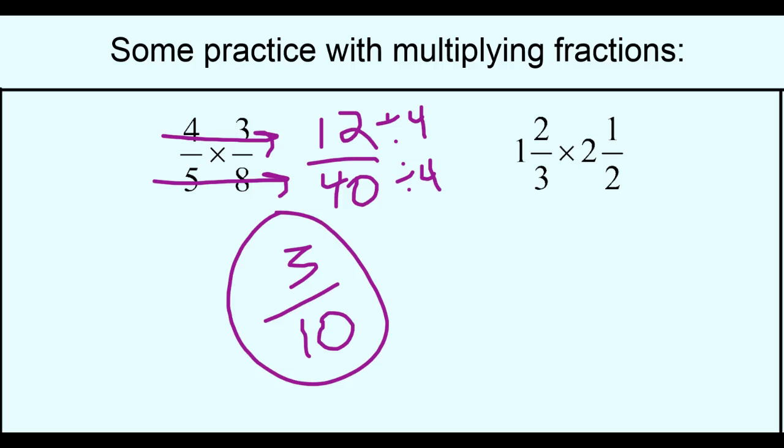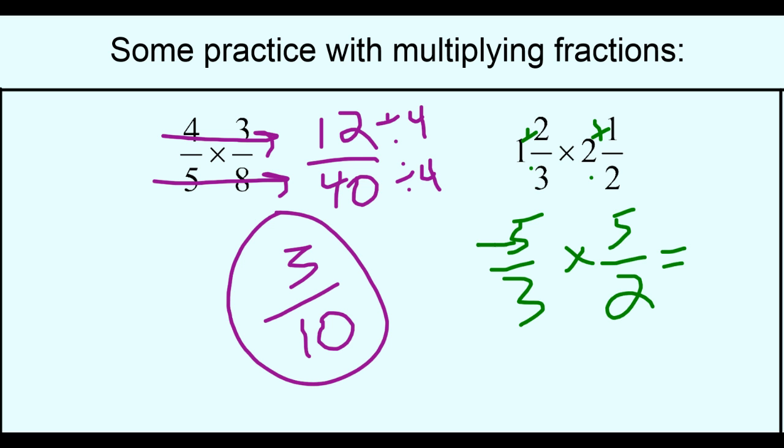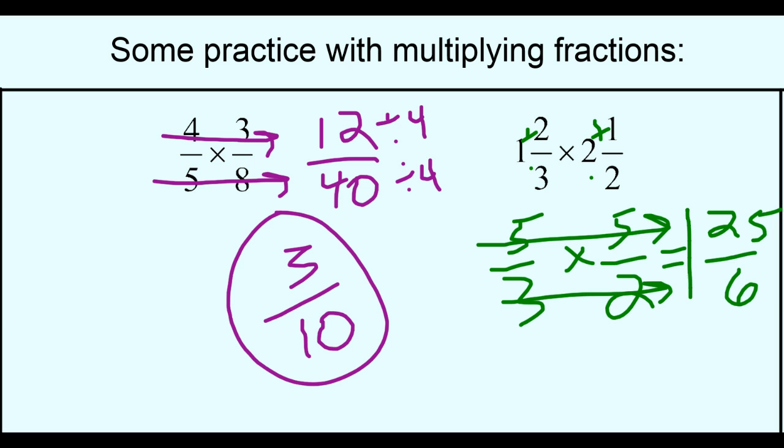Now, for the example on the right, we need to convert these to improper fractions. 1 2/3 is the same as 5/3. 2 1/2 is the same as 5/2, and 5/3 times 5/2: 5 times 5 is 25, 3 times 2 is 6, our answer is 25/6. Now if you prefer to convert that back into a mixed number, that is 4 1/6 as an alternative, but 25/6 is perfectly fine because it is in fact simplified.